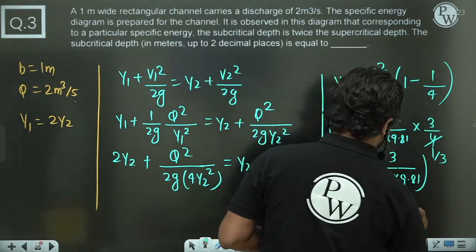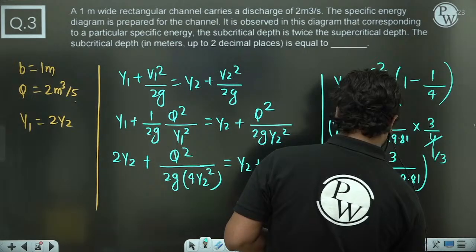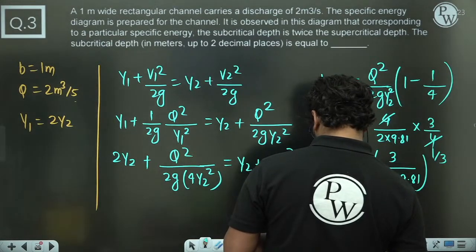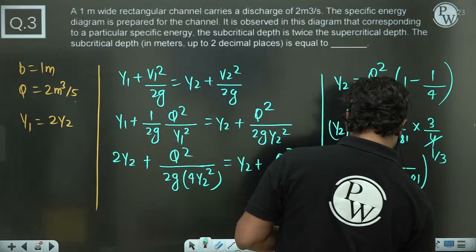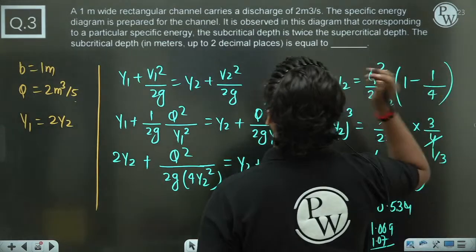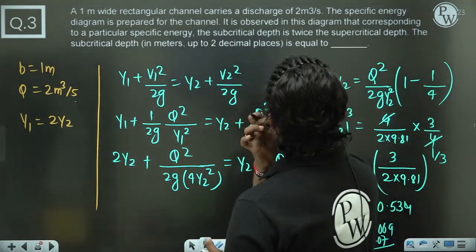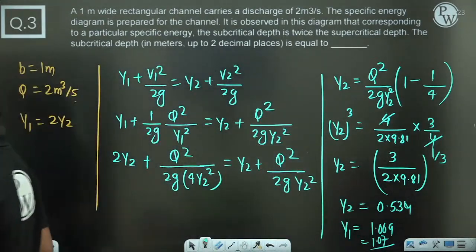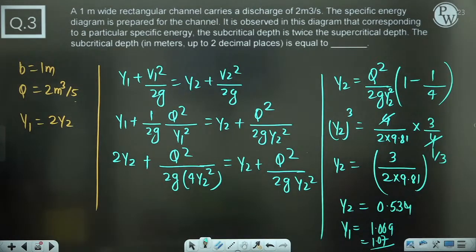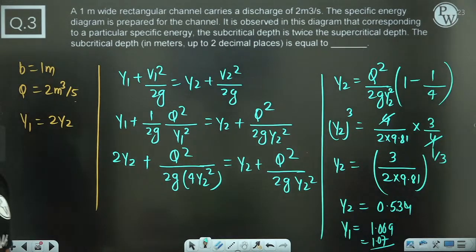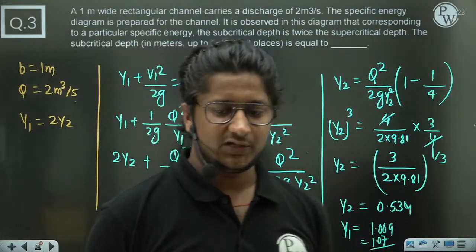But here they are asking subcritical flow. So we are interested in y1 basically. So into 2 we need to do, 1.069. So 1.07 basically. Okay. Up to 2 decimal only they are asking. So 1.07. Is it crystal clear to all of you? Kindly note it down carefully.